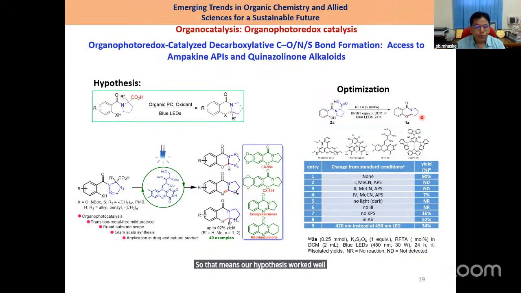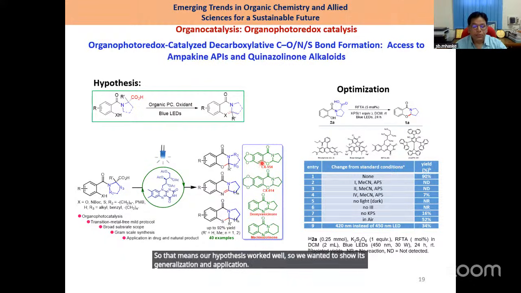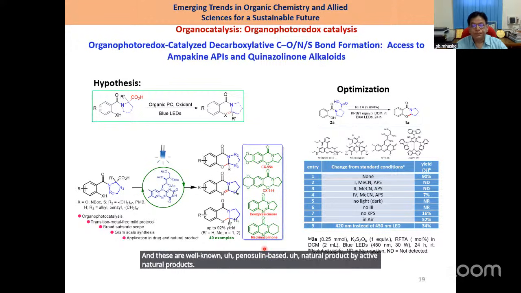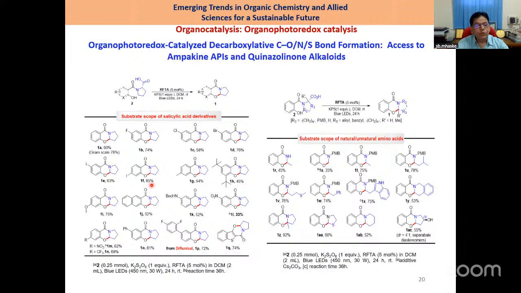So we wanted to show its generalization and application. These are two of the drugs in clinical trials, and these are well-known quinazoline-based bioactive natural products. So we could show the substrate scope. We took different types of substrates, electron withdrawing, heteroaromatic, and so on.